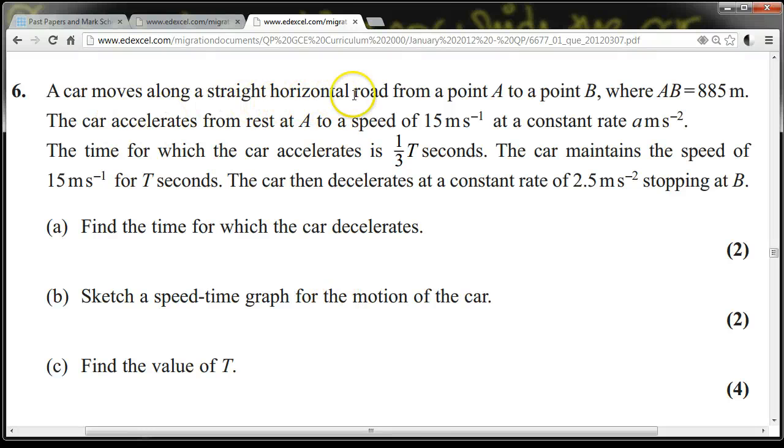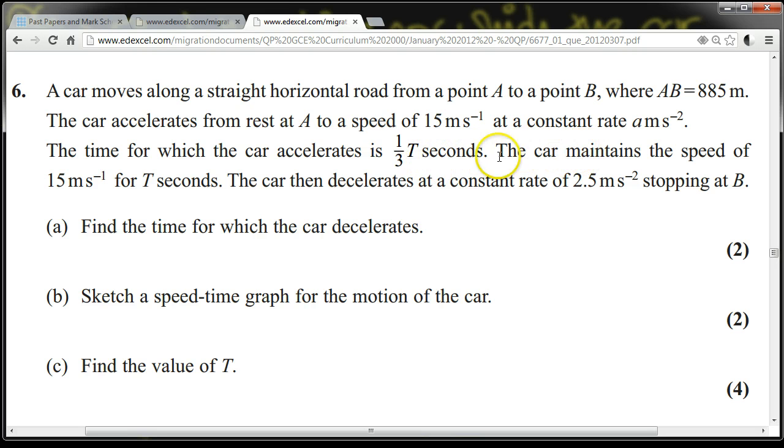A car moves along a straight horizontal road from a point A to a point B, where AB equals 885 meters. The car accelerates from rest at A to a speed of 15 meters per second at a constant rate of a meters per second per second. The time for which the car accelerates is t over 3 seconds.